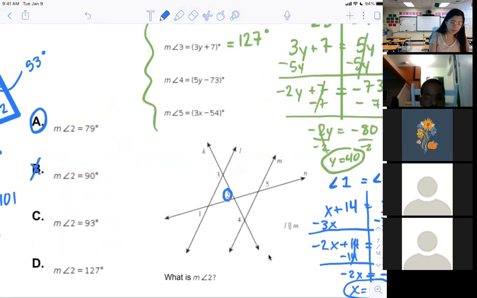Good, based on your eyes. What else? It doesn't tell us that it's a perpendicular bisector. Right, it doesn't say anything perpendicular. So more likely than not, it's probably not 90 degrees. Are there any others I can cancel out? D? Why? Right, angle 2 is acute. Angle 2 is less than 90. So that means answer choice D is way too big.